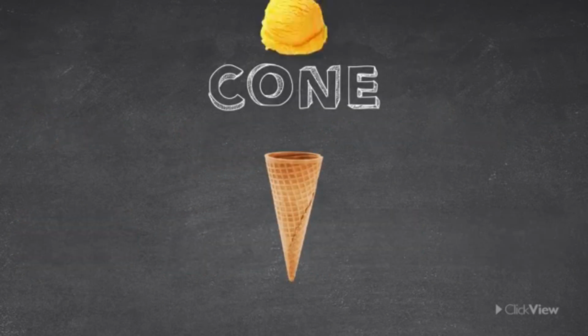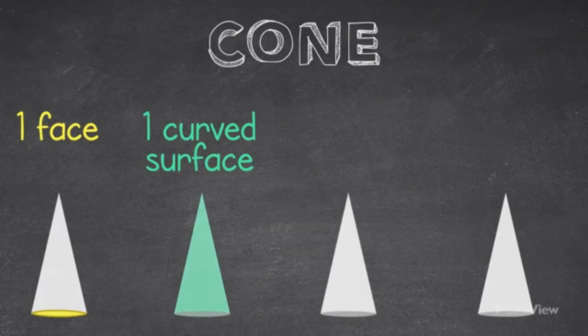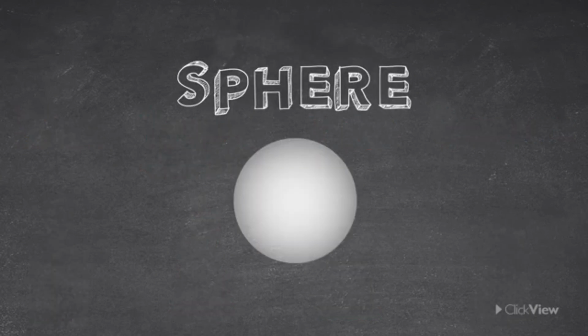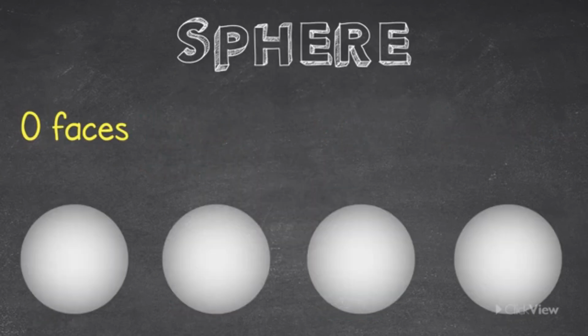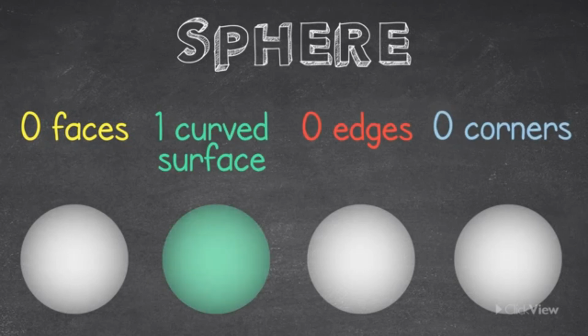Now, this is a cone, ice cream cone. It has 1 face, 1 curved surface, 1 edge, and no corners. This is a sphere. The sphere has no faces, no edges, and no corners. It has only one curved surface.